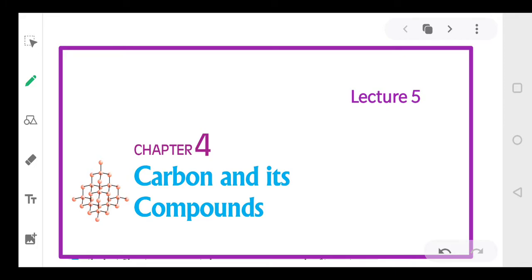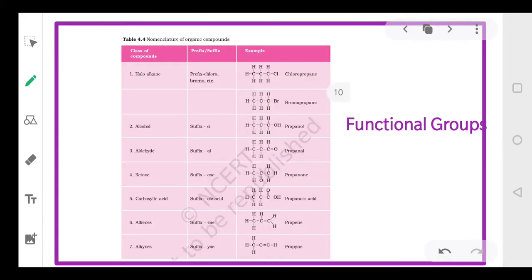We will start with chapter number 4, carbon and its compounds. This is lecture number 5. In the last lecture, we talked about the functional groups. There are 7 functional groups that we have to learn. The 2 groups that we've already done are the alkenes and the alkynes.